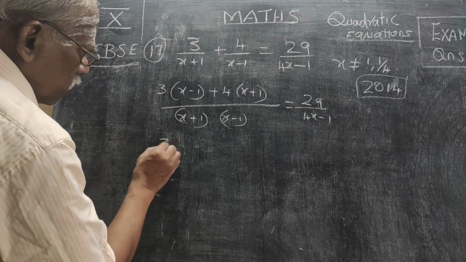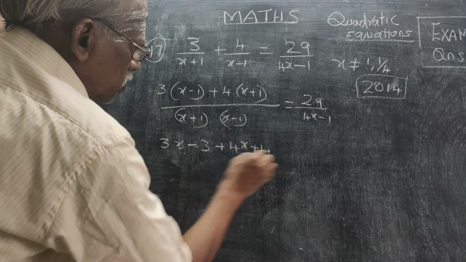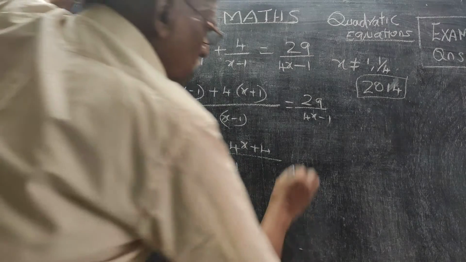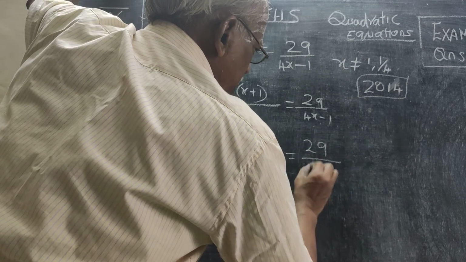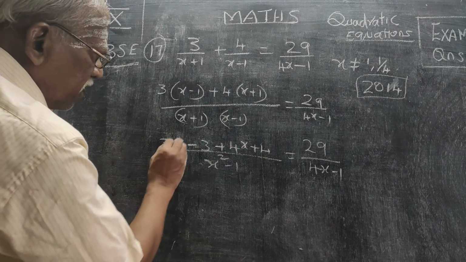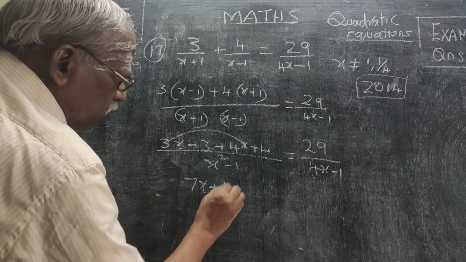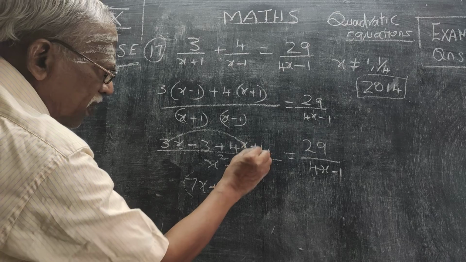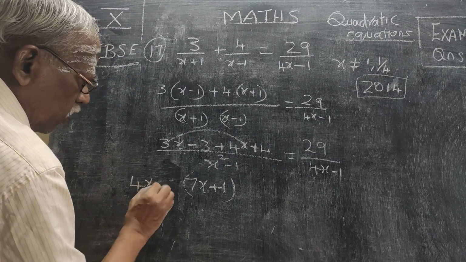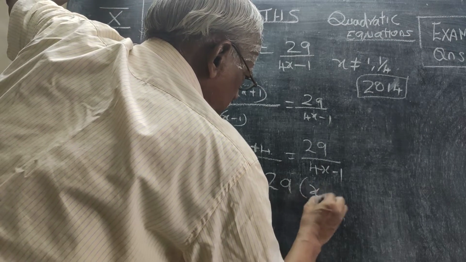Remove the bracket. So this is 3x minus 3 plus 4x plus 4 divided by x plus 1 into x minus 1, which is x square minus 1. That is equal to 29 divided by 4x minus 1. On simplification, 3x plus 4x, therefore 7x. 4 minus 3, therefore plus 1. The sign of the bigger number, 4 minus 3, 1. Now cross multiplying, you will be getting 4x minus 1 this side, and you will be getting 29 times of x square minus 1.